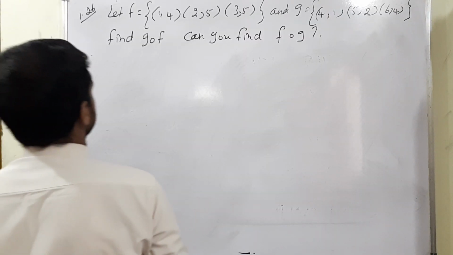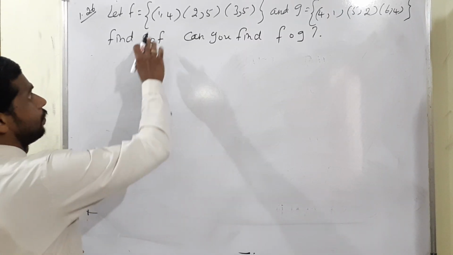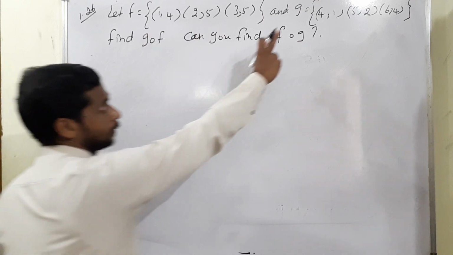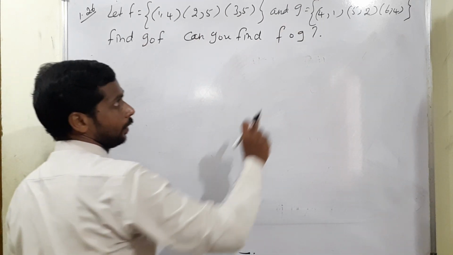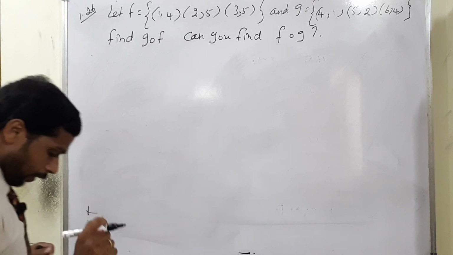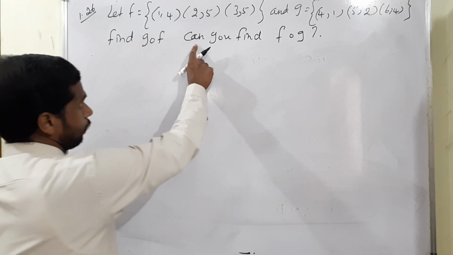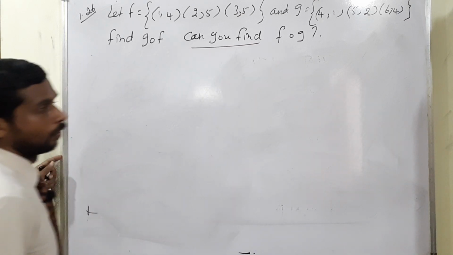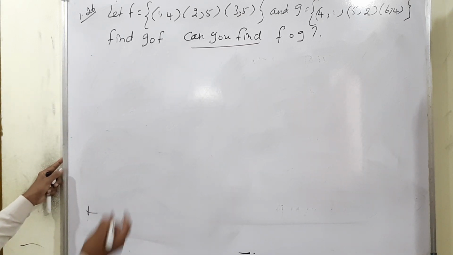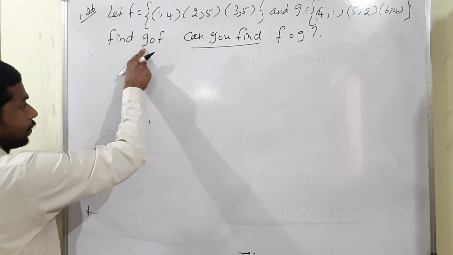Example 1.26. Let f be equal to three pairs, and at the same time g is equal to three pairs. What do we have to find out? Find f composite g, and at the same time, can you find f dot g? First I am moving to find f composite g.